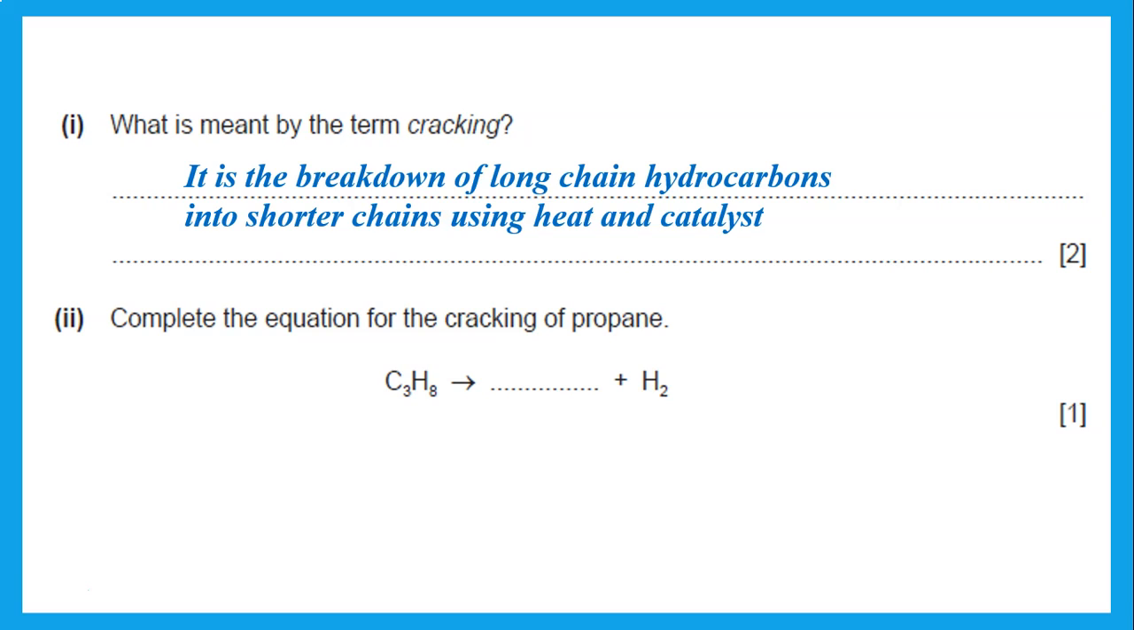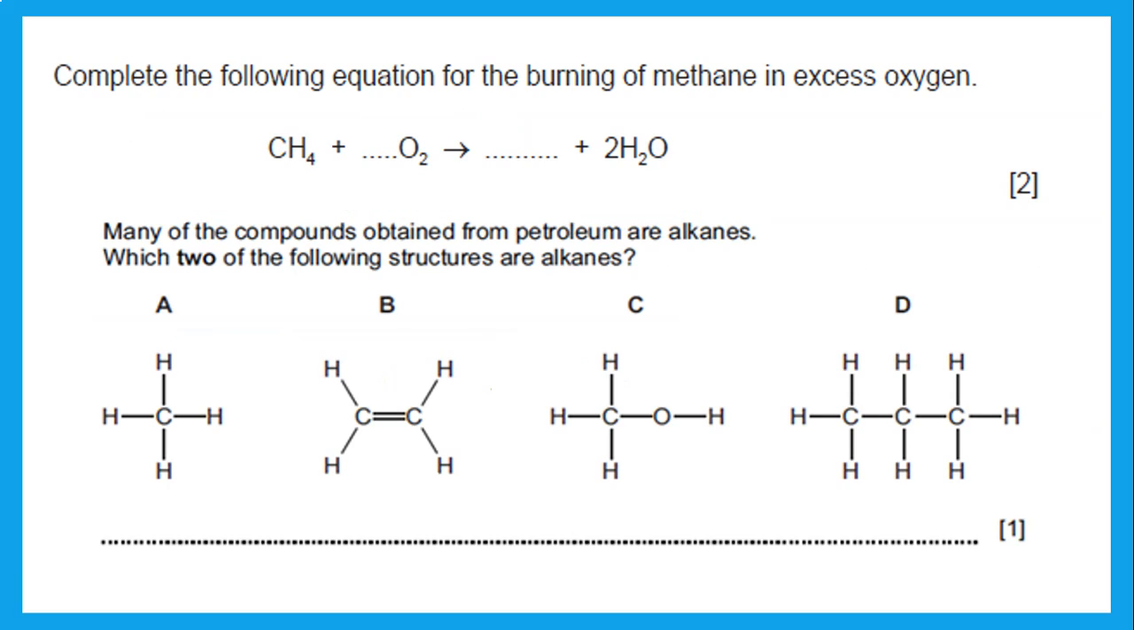Now complete the equation for cracking of propane. We said cracking can either give alkene plus alkane or alkene plus hydrogen. So here we're just removing H2. So we're left with what? We started with C3H8. We're removing H2. And that means we're left with C3H6. It's just the rest of the carbons, the rest of the hydrogens.